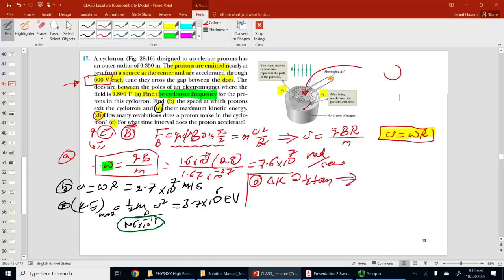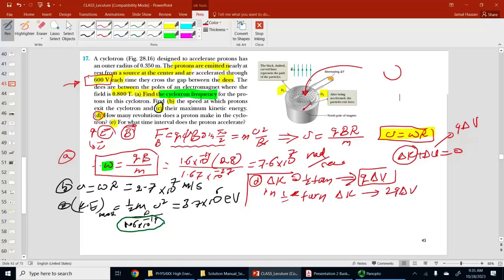will change by, from the equation delta K plus delta U is equal to 0, right? So delta U is Q delta V. Means delta K every half turn is basically changed by Q multiplied by delta V. Which means during one cycle, one turn, one revolution, delta K changed by 2Q delta V. So every time the proton moves around the complete turn, its kinetic energy changed by 2Q delta V.